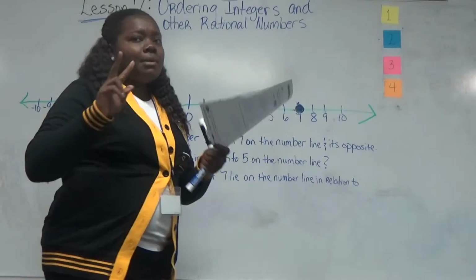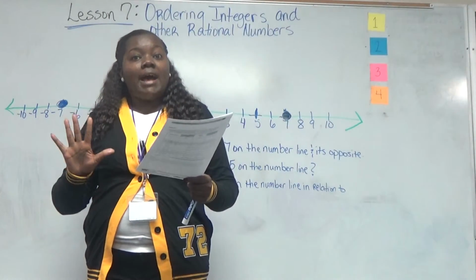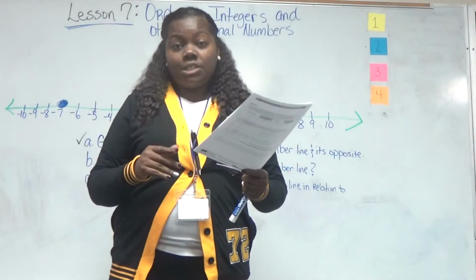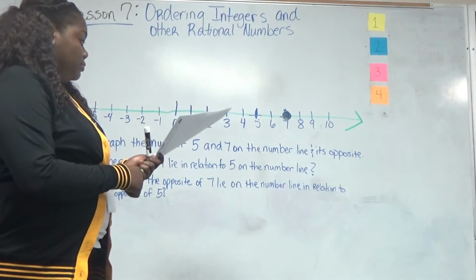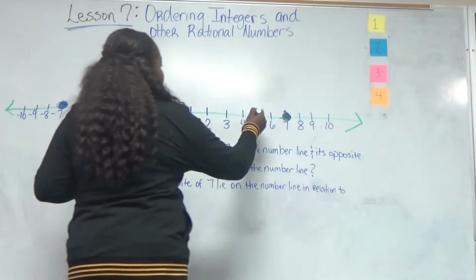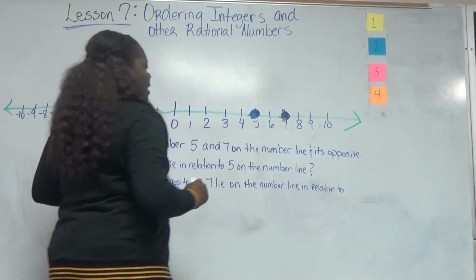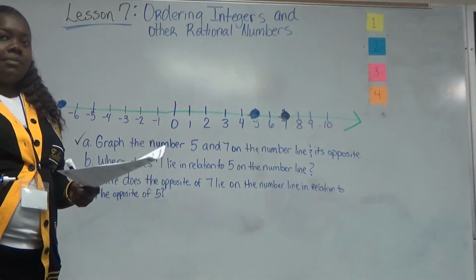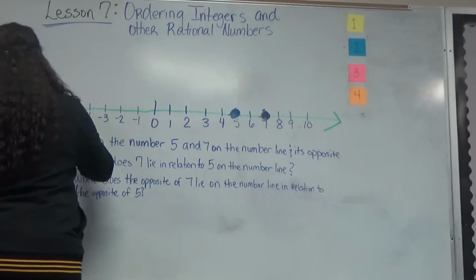I have 2 more numbers that I need to graph. Next it tells me to graph the number 5 and its opposite. So where should my next dot go? The next dot should go on the positive 5. Good job. So I'm going to put a dot on the positive 5. And then I need to do the opposite of a positive 5, which is a negative 5.